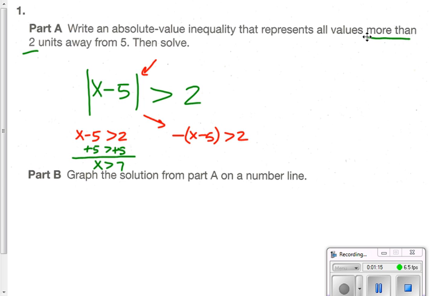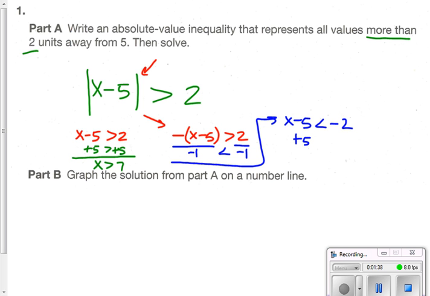Next equation, we need to get rid of the negative sign. The negative sign is distributed to what is inside the parentheses, so it's basically multiplying. So I'm going to divide by -1 to get rid of the negative sign. When you divide by -1, your inequality will flip. You now have x minus 5 is less than -2. To get x alone, you would add 5 to both sides, and we have x is less than 3. So now we have the two solved.